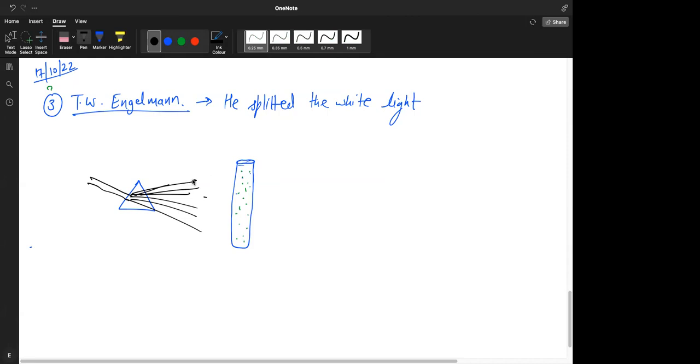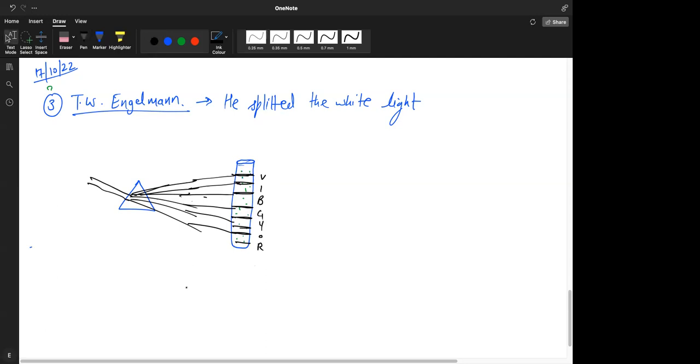Yes, sir. So when these colors passed through this tube in which the chlorophyll-containing green algae is suspended, different regions were made, right? So it will be violet, indigo, blue, green, yellow, orange, and red. Correct? VIBGYOR. All the different colors will be there. You understand?